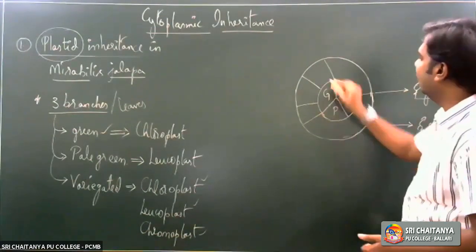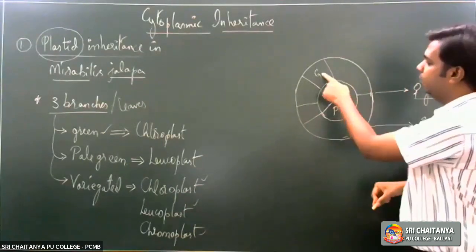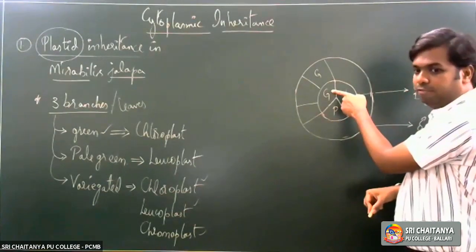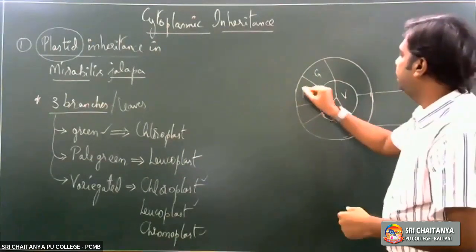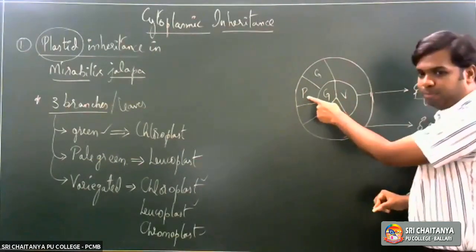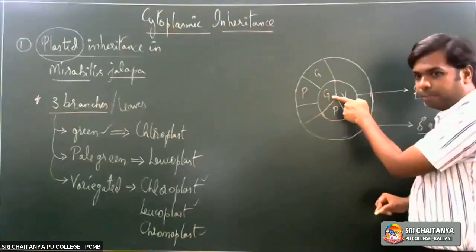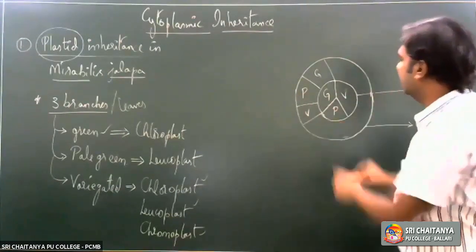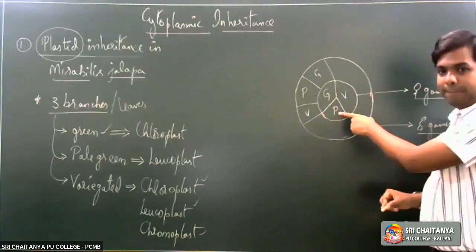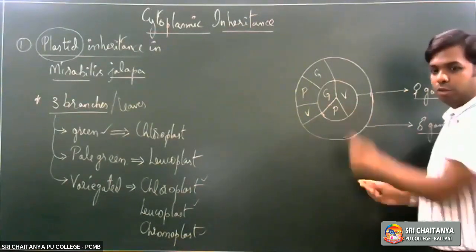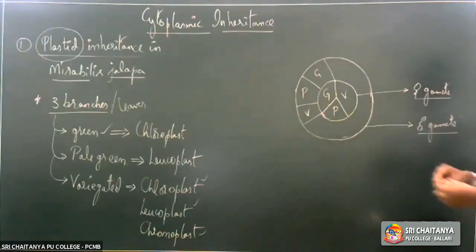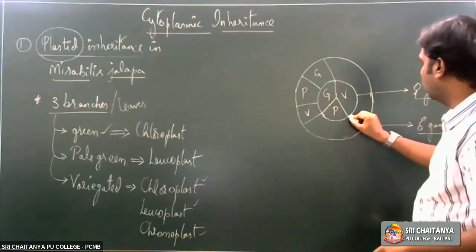So when a green colored male gamete fuses with the green colored female gamete, what would be the progeny? That is what we are talking about. Second one, pale green male gamete fusing with the green female gamete. The third one, variegated male gamete fusing with the green female gamete. So this is what we are actually going to take. Similarly, with the second case also.